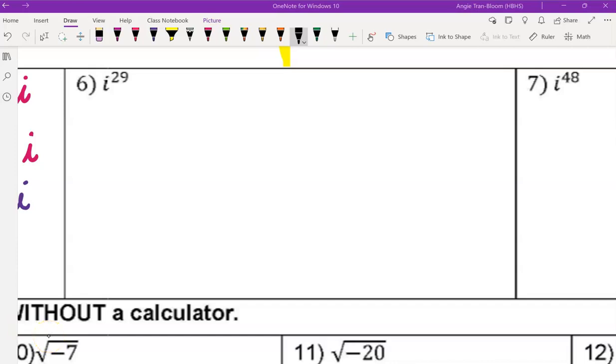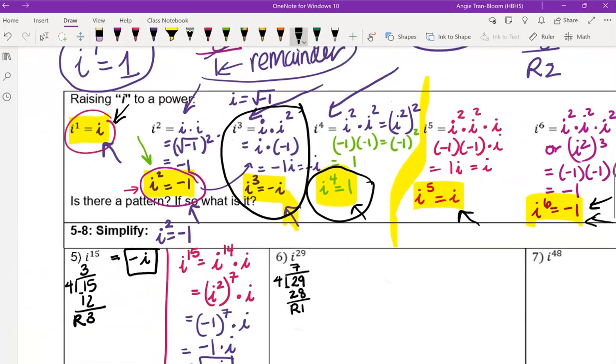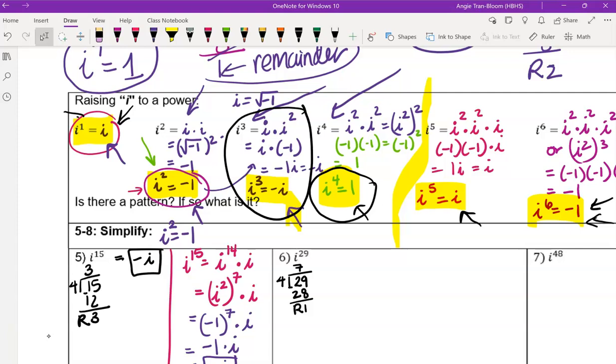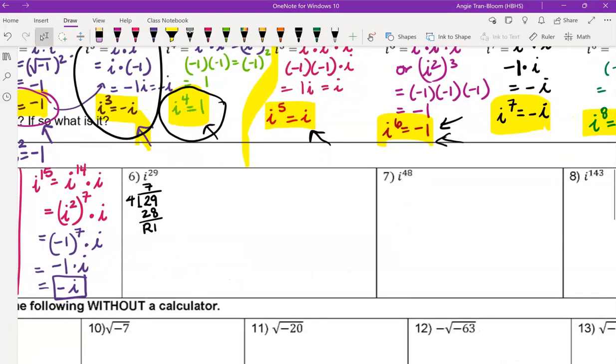All right, guys, let's do this. i to the 29th. Okay, same thing. I'm going to do two ways. 29 divided by 4. I'm going to try 7. 7 times 4 is 28. Subtract, so you got 1. This is your remainder, 1. Remember, when we talked about this, if your remainder's 1, that means your final answer is just going to be i. So box this up.